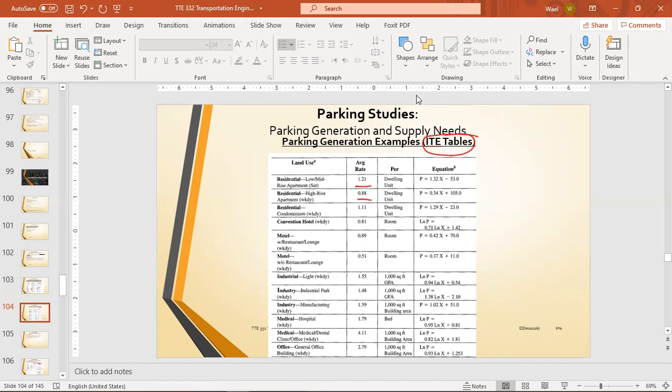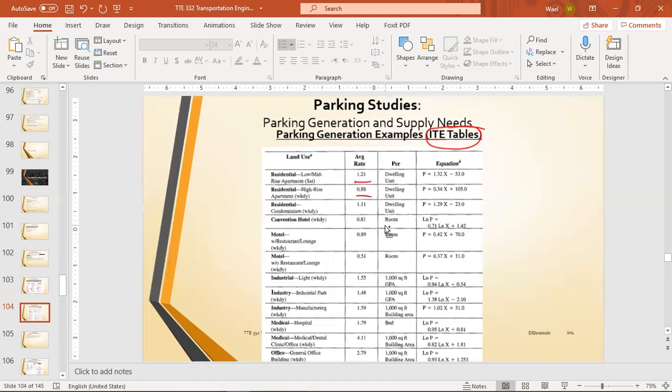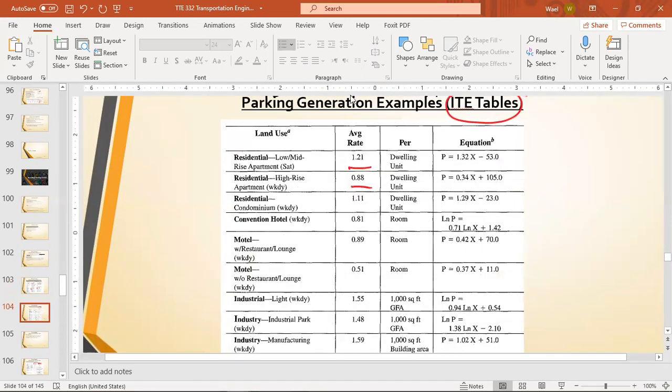Here, the average rate for residential, low to mid-rise apartment, is 1.2 per dwelling unit. That means each dwelling unit will need 1.2 parking spots. For high-rise apartment, it's 0.88 per dwelling unit. That implies that not all residents in the units will have cars, but in some dwelling units you will have more than one car. You get the point? For residential condominiums, apartments, 1.11 per dwelling unit.